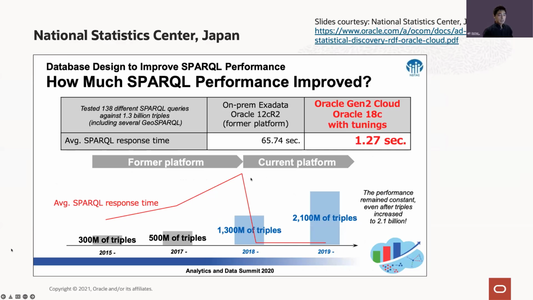Since the data is expanding, the scalability of the backend database is very important. After they introduced Oracle 18c in 2018, the response time for the SPARQL queries is very stable and fast enough, like 2 seconds on average, even for relatively complicated queries.